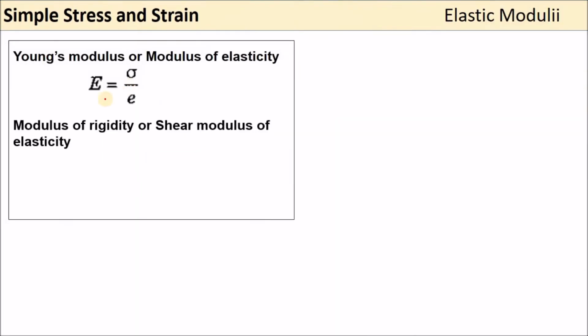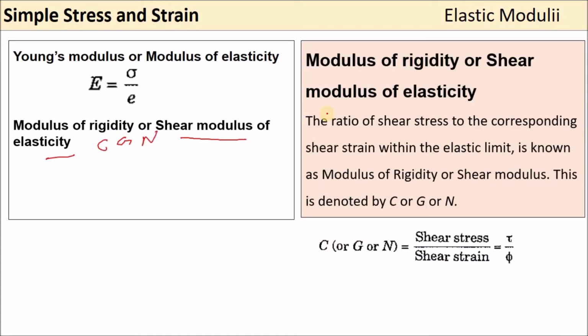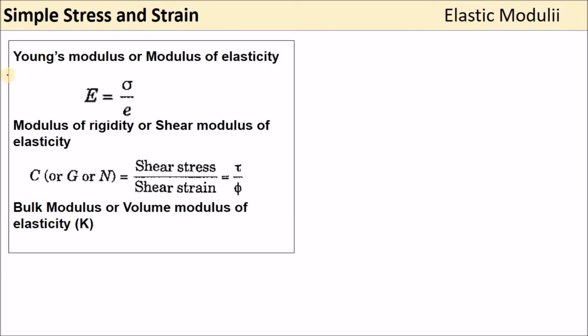Next one is modulus of rigidity, also known as shear modulus of elasticity, and this is written by G. And what is this? This is the ratio of shear stress to corresponding shear strain within the elastic limit, or you can say within the proportional limit. Some books follow elastic limit, some plastic limit; that is not a problem. This is the first one, this is the second one, and the third one is bulk modulus, also known as volume modulus of elasticity, written by K.